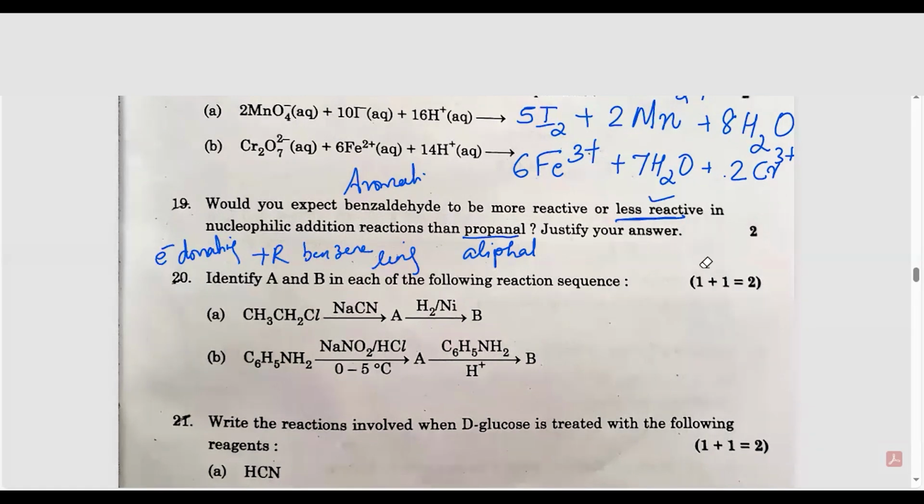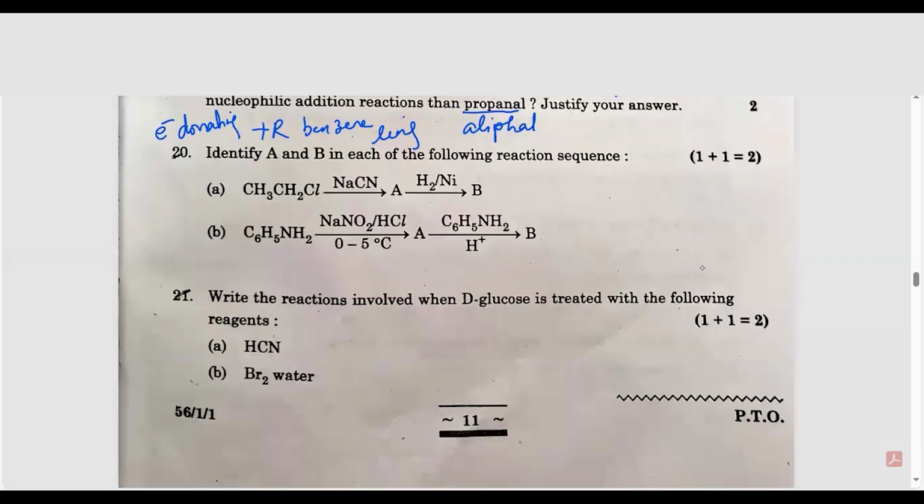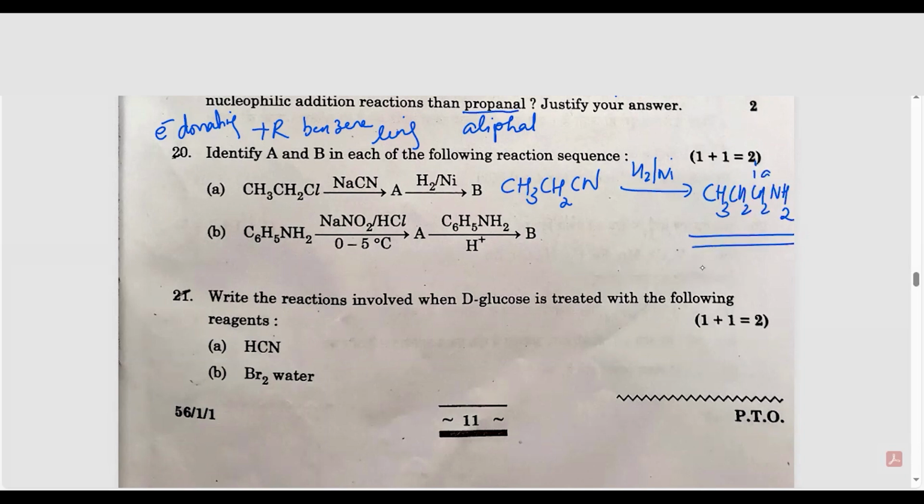Okay, next question. Identify A and B in this reaction. Very simple reaction. CH3CH2Cl when treated with NaCN, what will we get? NaCN means a substitution reaction, right? So it will form CH3CH2CN. Cyanide will form, which when treated with H2 in the presence of nickel, reduction, right? So you will be getting CH3CH2CH2NH2. It's an amine, a primary amine.